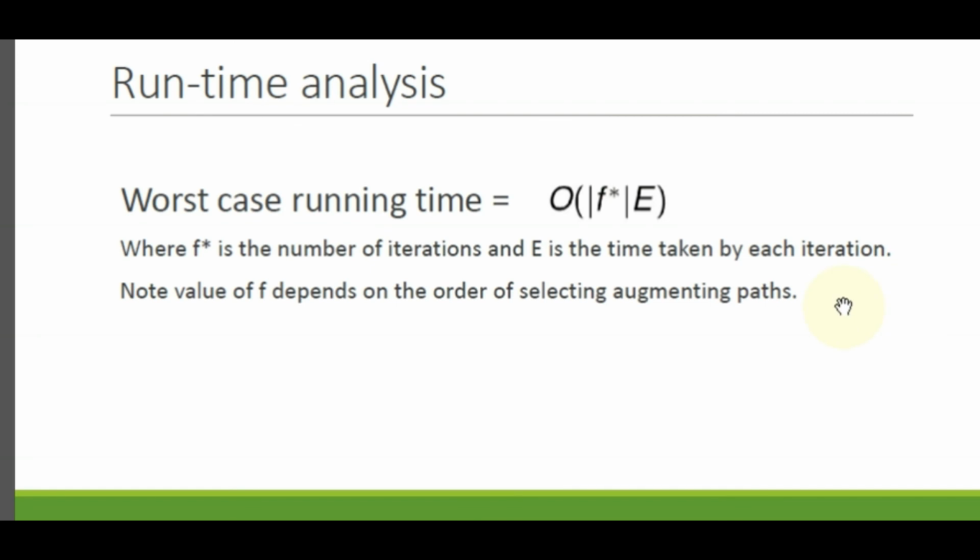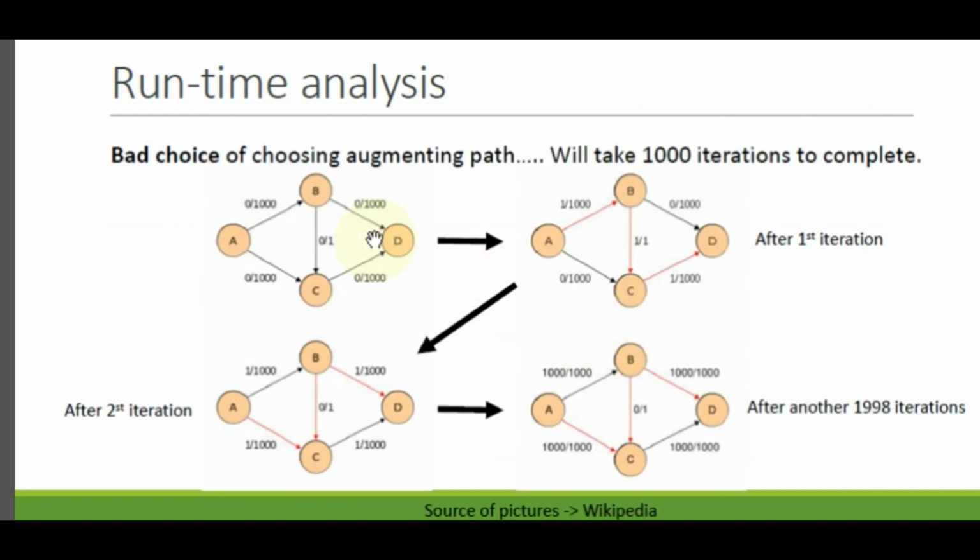The runtime for this algorithm is equal to the number of iterations multiplied by the time it takes to do each iteration. The number of iterations depends on the choice of augmenting path we take. A good example for a bad choice is this one. The notation here is a bit different. The first number corresponds to the flow and the second number corresponds to the capacity.